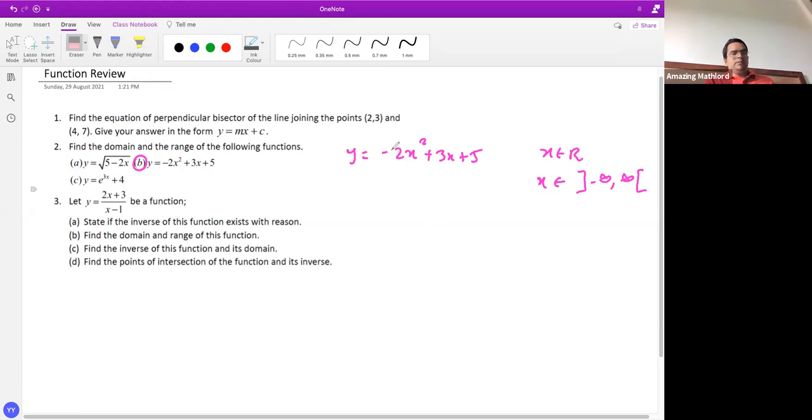is a downwards facing parabola. So what we do is first find out the vertex, which is negative b over 2a, which will be negative 3 over 2 times negative 2. So it'll be 3 over 4. That's your x coordinate of vertex.